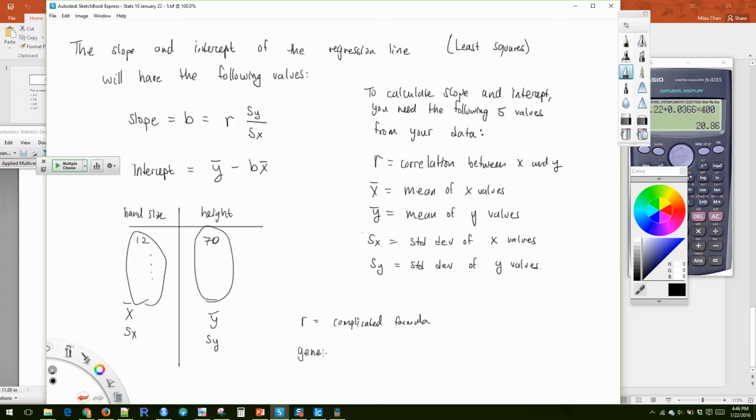Generally, okay, correlation is found with a computer. Slope and intercept, usually done with a computer as well, but it's relatively easy that we could do it by hand if we wanted to. The important thing, though, is being able to interpret the slope and intercept into something meaningful. But I think we're going to have to wait to cover that next week.